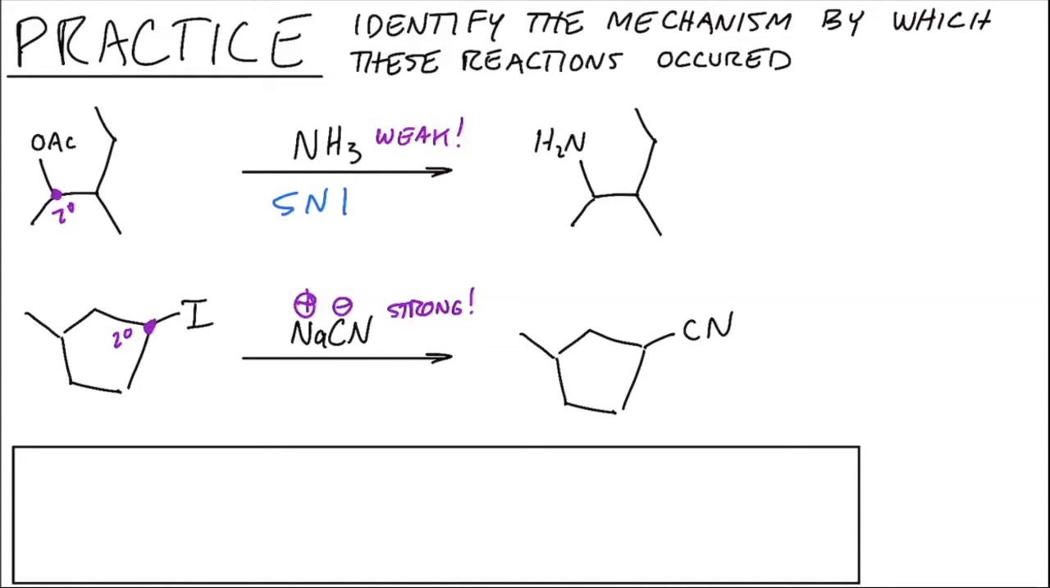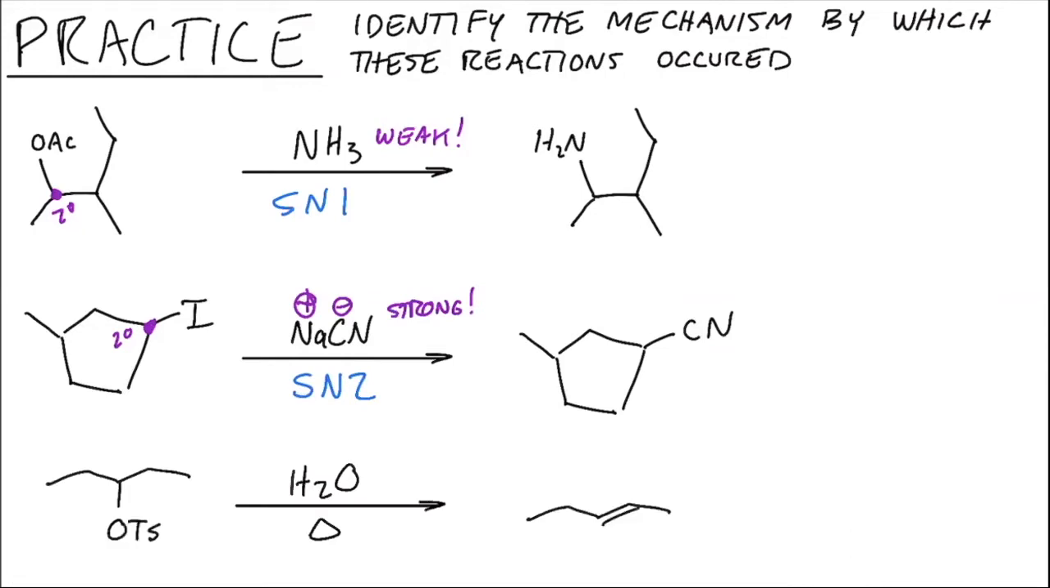And it looks like that CN has ended up here in our product. So this looks like a substitution to me. And because it happened with our strong nucleophile, it had to happen in a bimolecular one-step concerted mechanism. So this had to happen by SN2. Did you get it right? Let's try this last one.